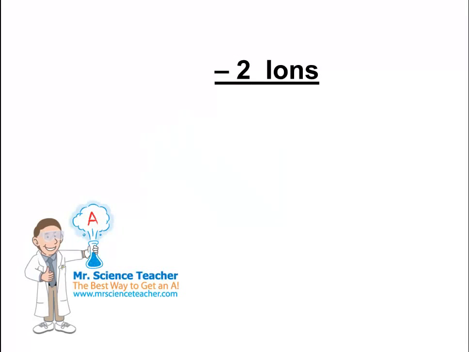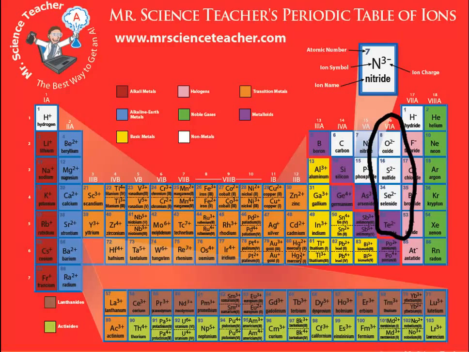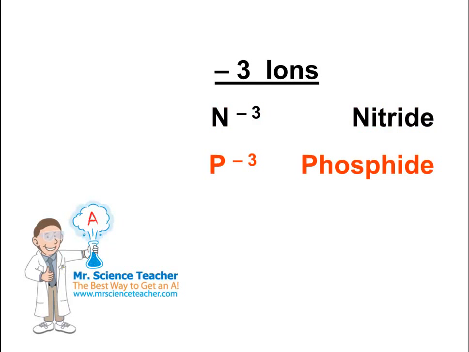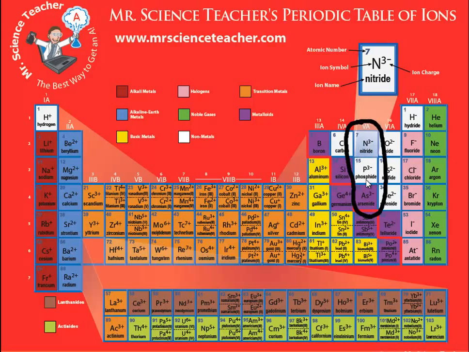What about the -2 ions? Well, oxide, sulfide. These are the -2 ions right here. -3 ions. Nitride and phosphide. Those are the -3 ions.